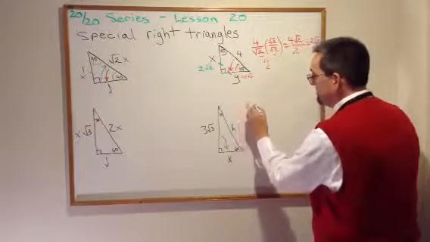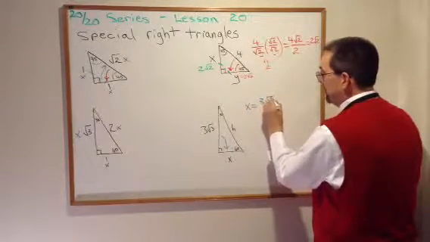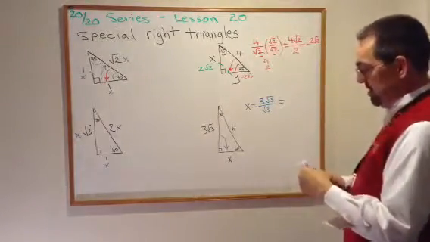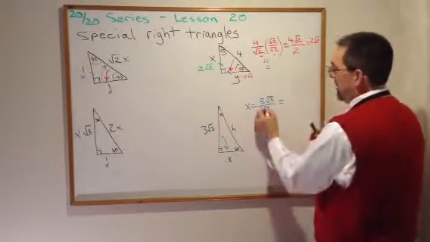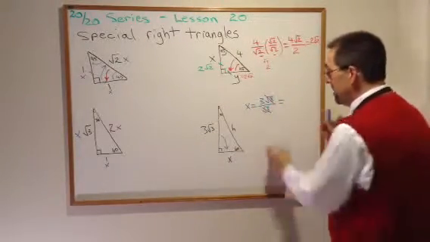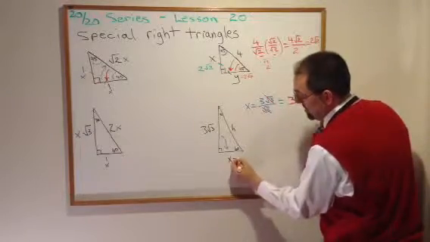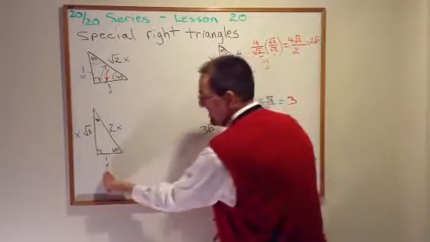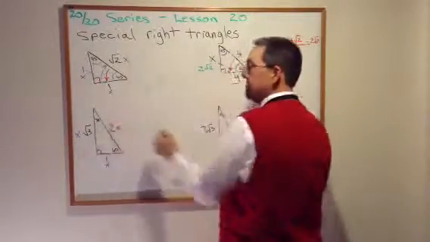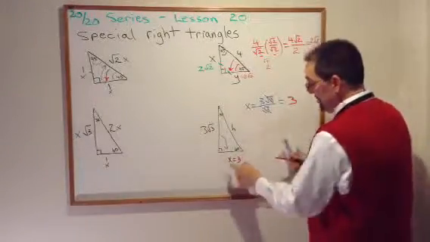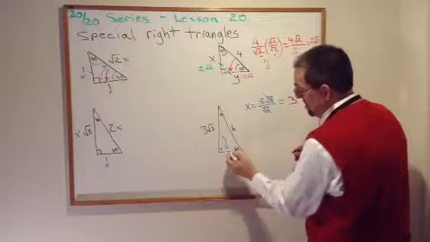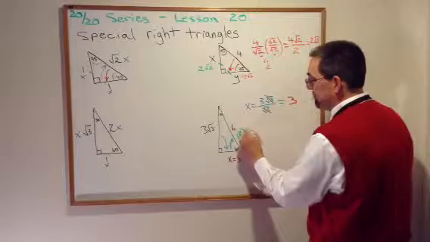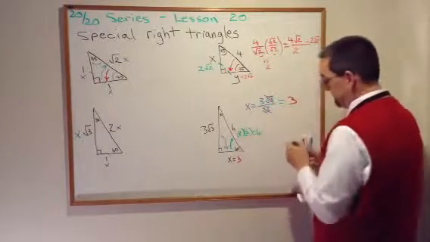Good. x is going to be equal to 3 radical 3 divided by radical 3. Well, we know how to simplify that. Radical 3 over radical 3 is just another name for 1, so 3. So our short leg is indeed 3 units long. If we look this way, from the short leg to the hypotenuse is always double. So if we go that direction, we just multiply by 2. So 3 times 2, because we double it, gives us 6.